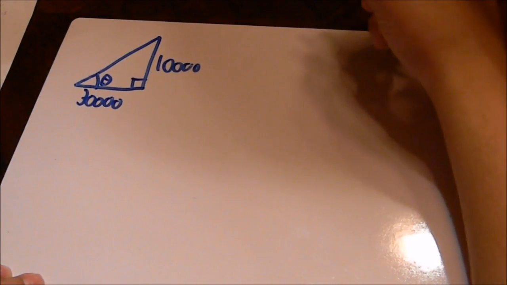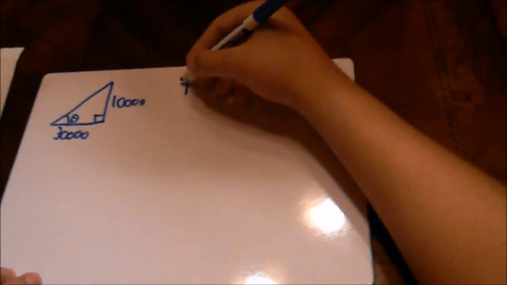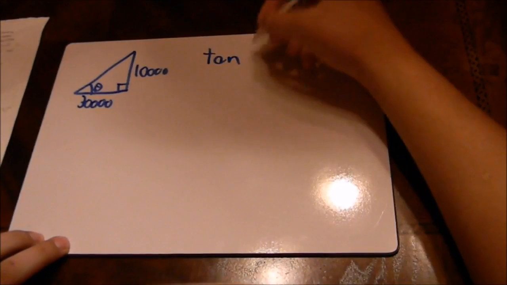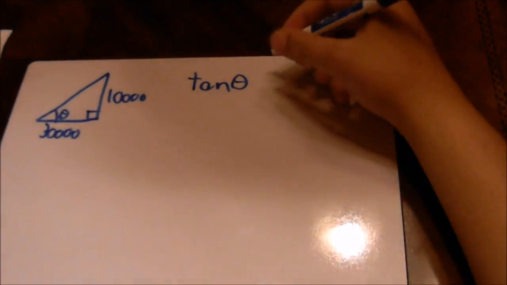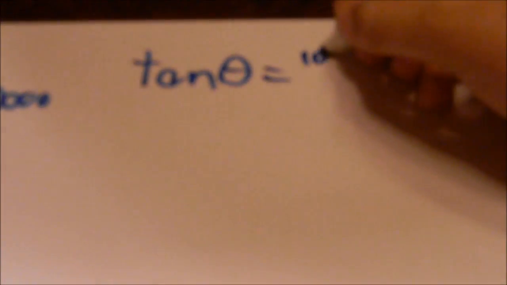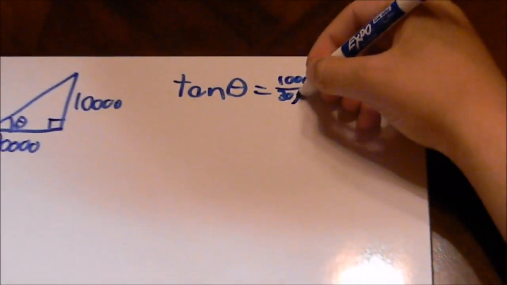Now we will use tangent because we have the opposite and the adjacent. So we would start it off as tangent of theta equals 10,000 over 30,000.